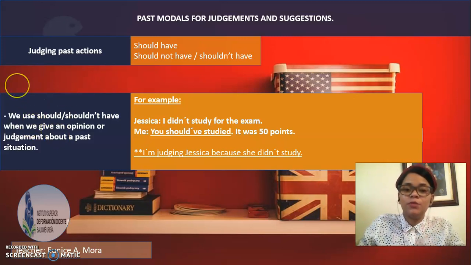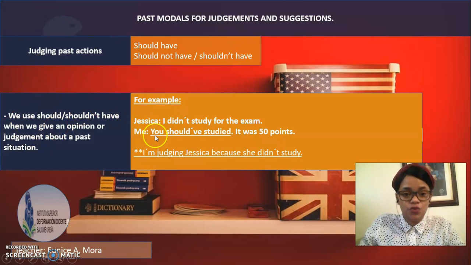Then we have, for example, let's suppose that I'm talking to Jessica and she tells me, I didn't study for the exam. Then I say, you should have studied. It was 50 points. Then I'm judging Jessica because she didn't study. I am saying that she didn't study, but she should have studied. Then here, should've is the short form of should have, is the contraction. So we have should have and its contraction, which is should've.